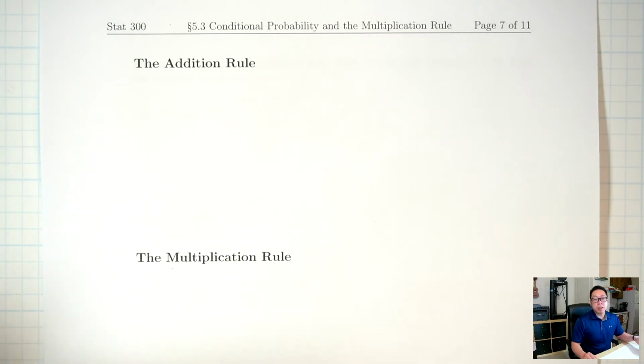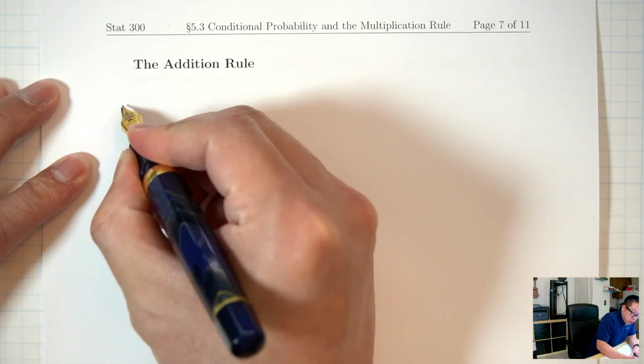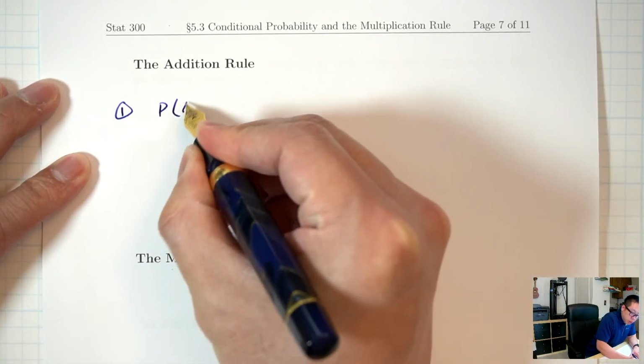All right, we just finished example 1, which was one giant example involving a table. So now we're going to talk about some examples that don't have a table. So we'll have to rely on formulas. Let me remind you what the formulas are. So the first one is the addition rule, which was a formula for finding ORs.